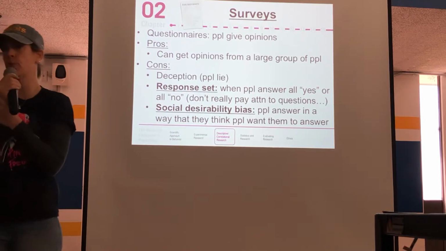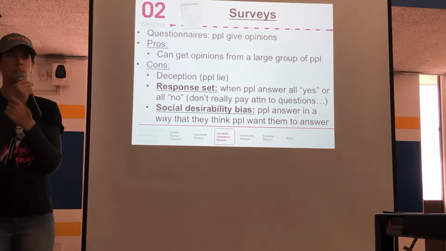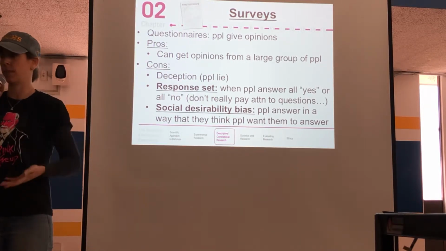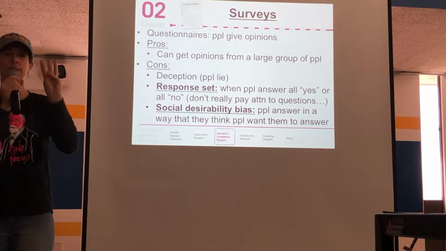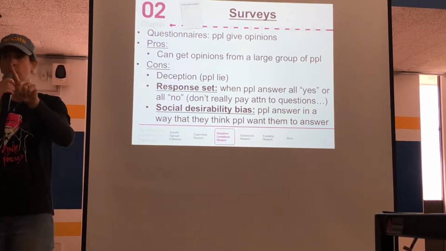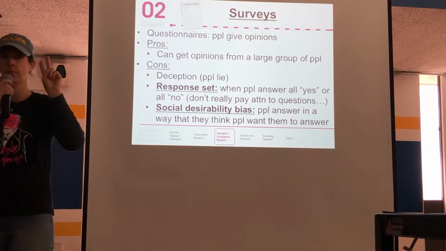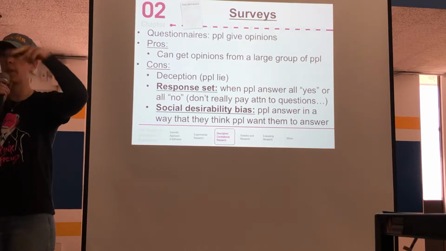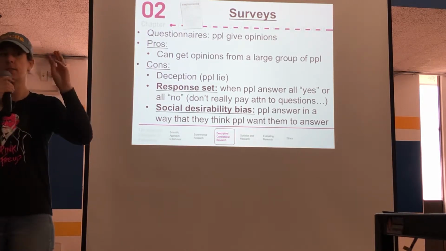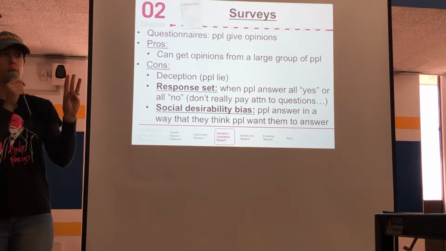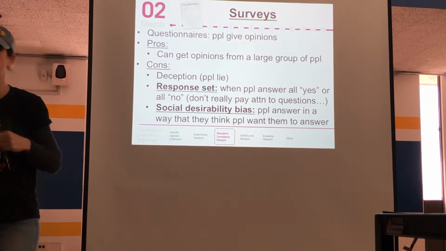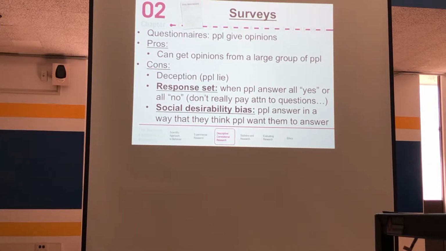Surveys. What is it? A questionnaire. You're asking for people's opinions. Good. What's the advantage? You can get a lot cheaply and easily. Okay, it's inexpensive. Three disadvantages. Deception, which means people lie. Response set, which means people answer in a pattern without reading the question. And social desirability bias, which means people answer the way they think people want them to answer. Good. And you can't determine cause and effect.